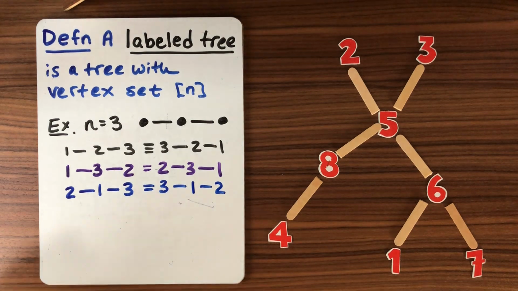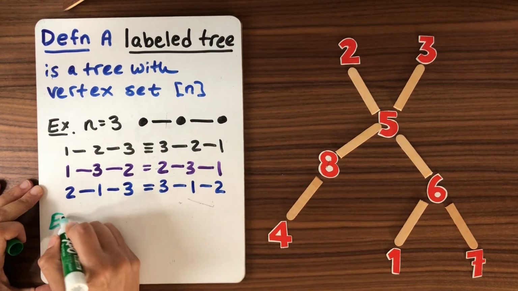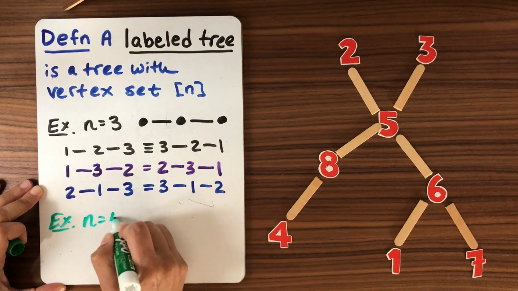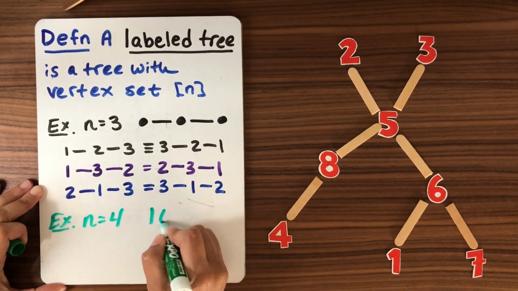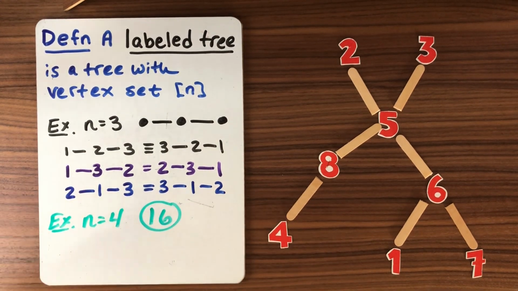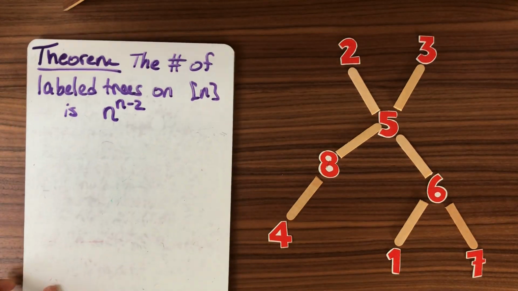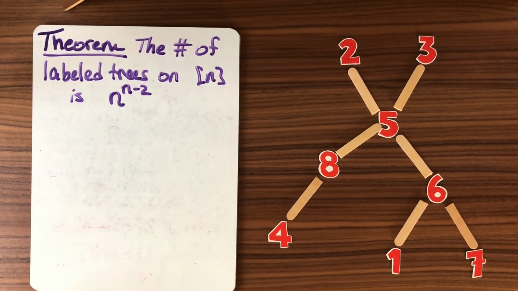If we were to do another example, one that I ask you to do for homework, you will find that for n equal 4, there are actually 16 labeled trees. So that's an interesting count. We have 3 and then we have 16. Is there a pattern in the numbers of labeled trees? In fact, there is, and we can count them. It's a beautiful theorem called Cayley's theorem, an elegant result in graph theory. It states that the number of labeled trees on n vertices is n to the n minus 2.